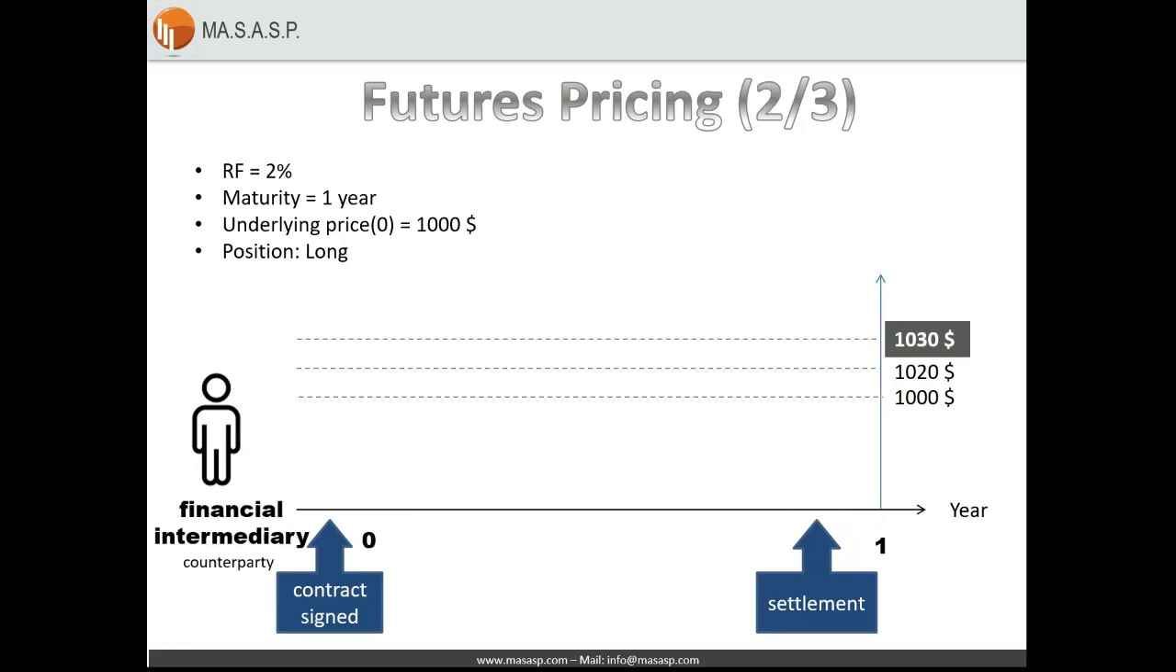Here comes the second step. Here we assume the futures contract price to be higher than $1,020. Let's say $1,030.